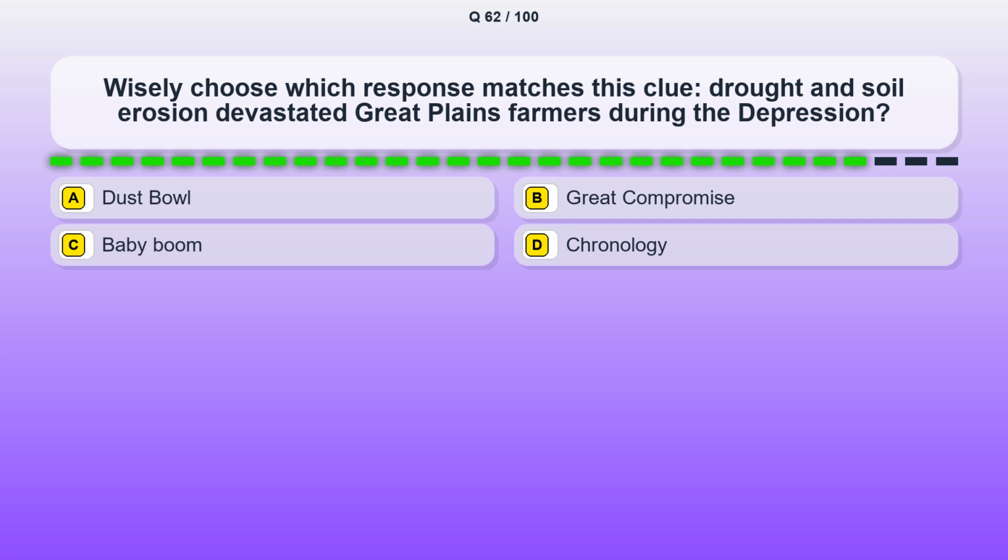Question 62. Wisely choose which response matches this clue. Drought and soil erosion devastated Great Plains farmers during the Depression. Option A, Dust Bowl. Option B, Great Compromise. Option C, Baby Boom. Option D, Chronology.